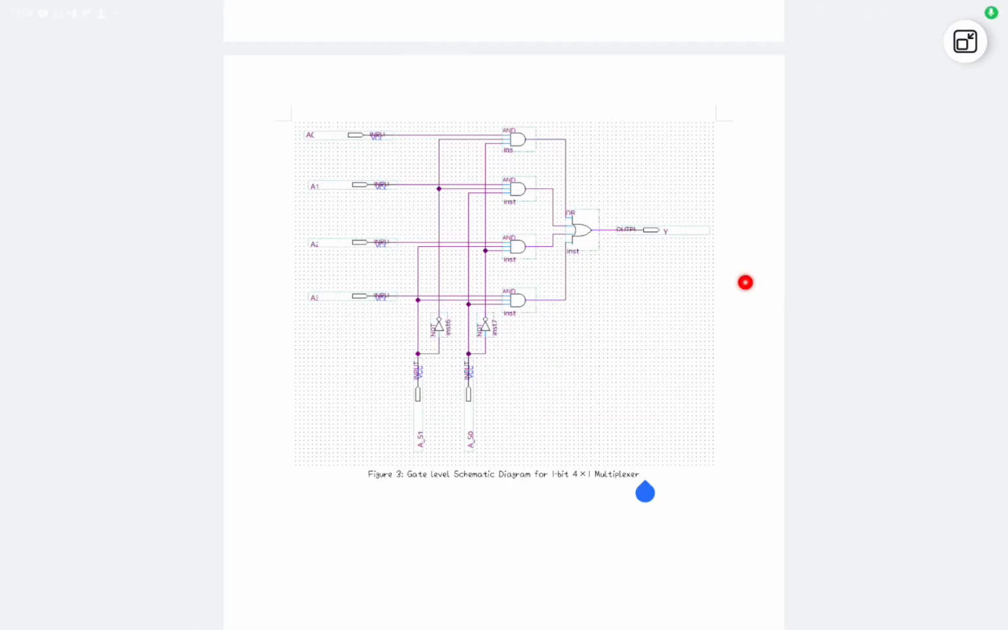And this is the gate level schematic diagram of the 4 to 1 multiplexer. You see there's A0, A1, A2, A3 inputs. Also S1 and S0 are the inputs. And here are the AND gates, and here are the OR gates. And it will output only 1 bit of Y.